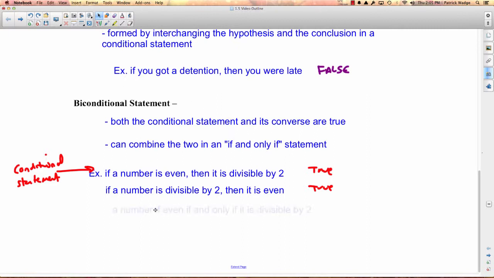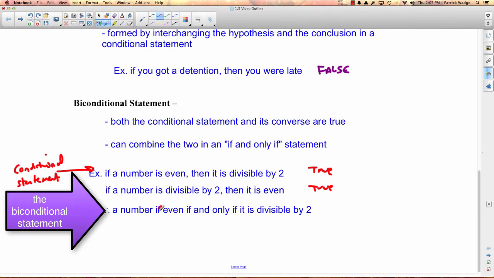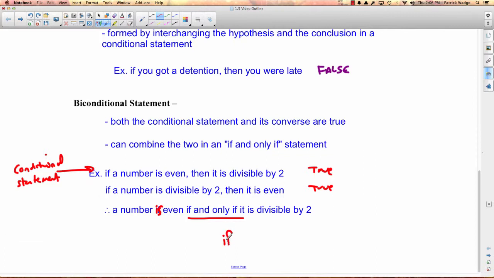And the if and only if statement would be, therefore, a number is even if and only if it is divisible by 2. And what that if and only if means is it works this way and also works the other way. A number is even if it is divisible by 2, and a number is divisible by 2 if it is even. Okay, it works both ways. And in fact, in logic, I remember in university doing this stuff with logic, which I loved, and we actually used that.